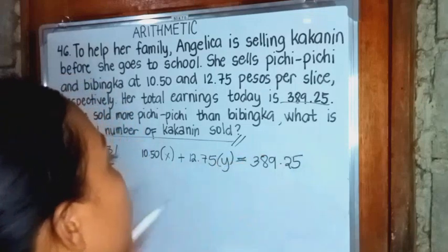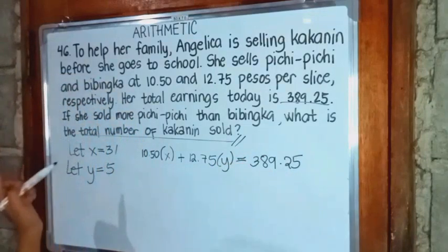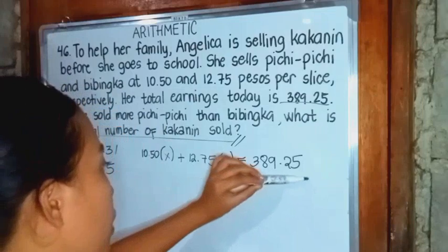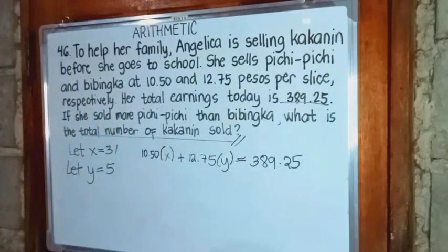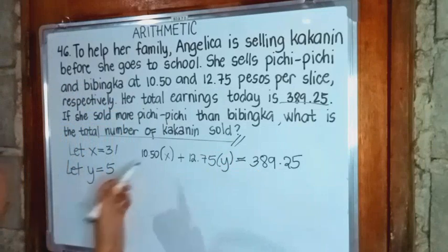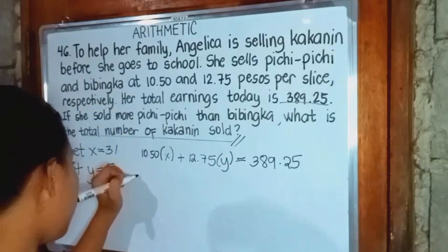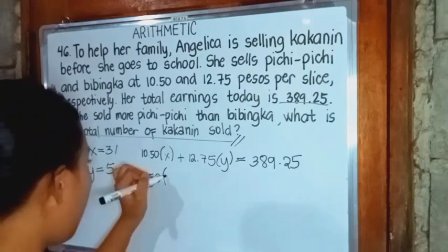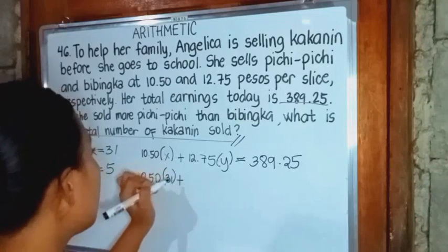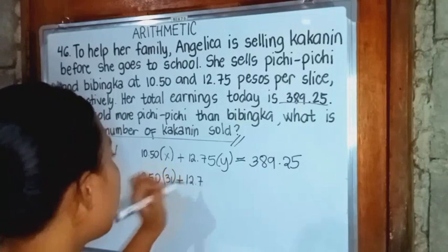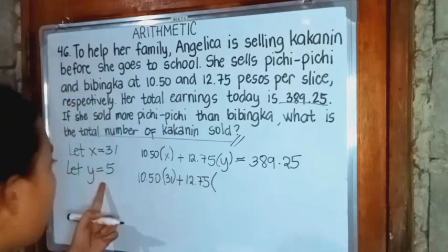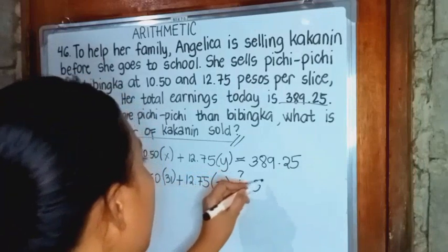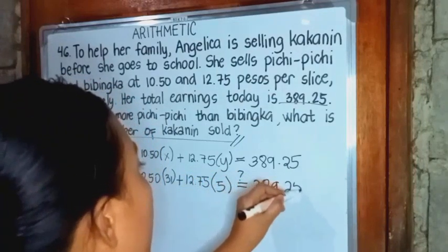We have to prove if this is really the values of x and y to satisfy the given condition, if it is really equal to 389.25. Now, we can substitute the value of x to the equation. So, we have 10.50 and x is 31, plus 12.75 times the value of y, which is 5. Is it equal to 389.25?